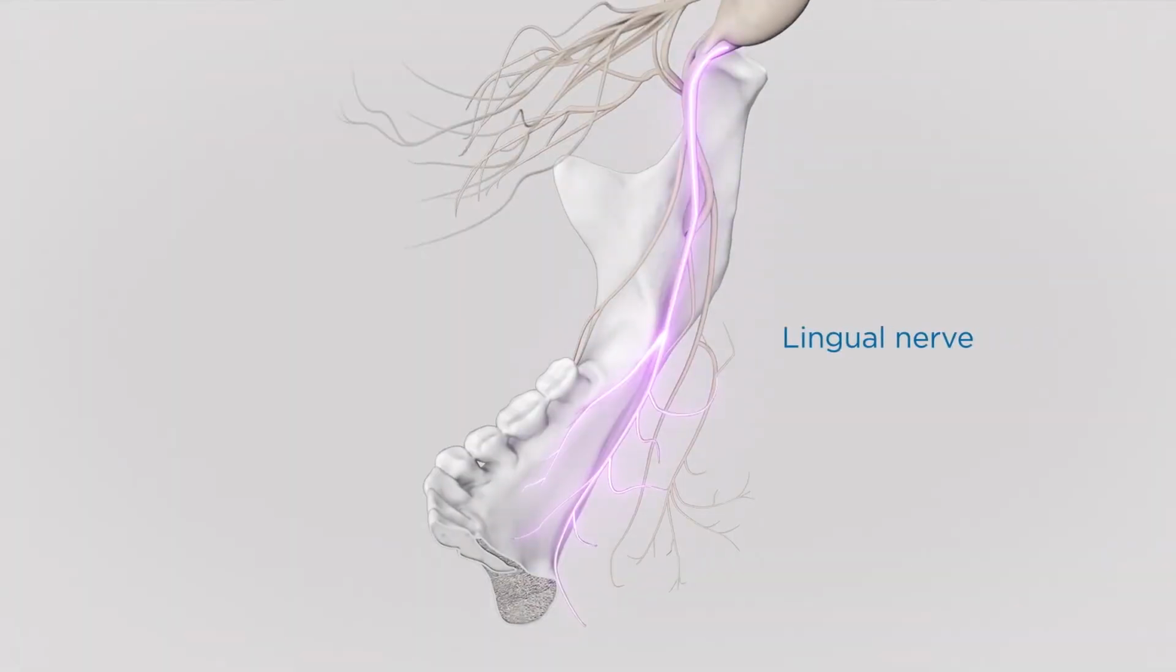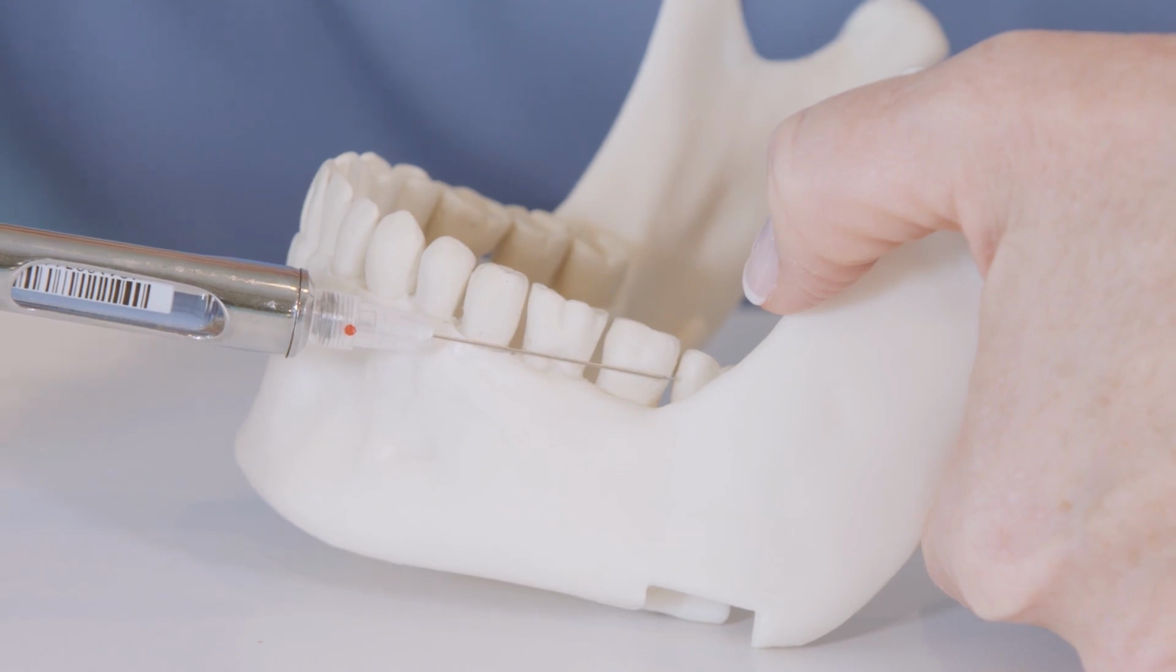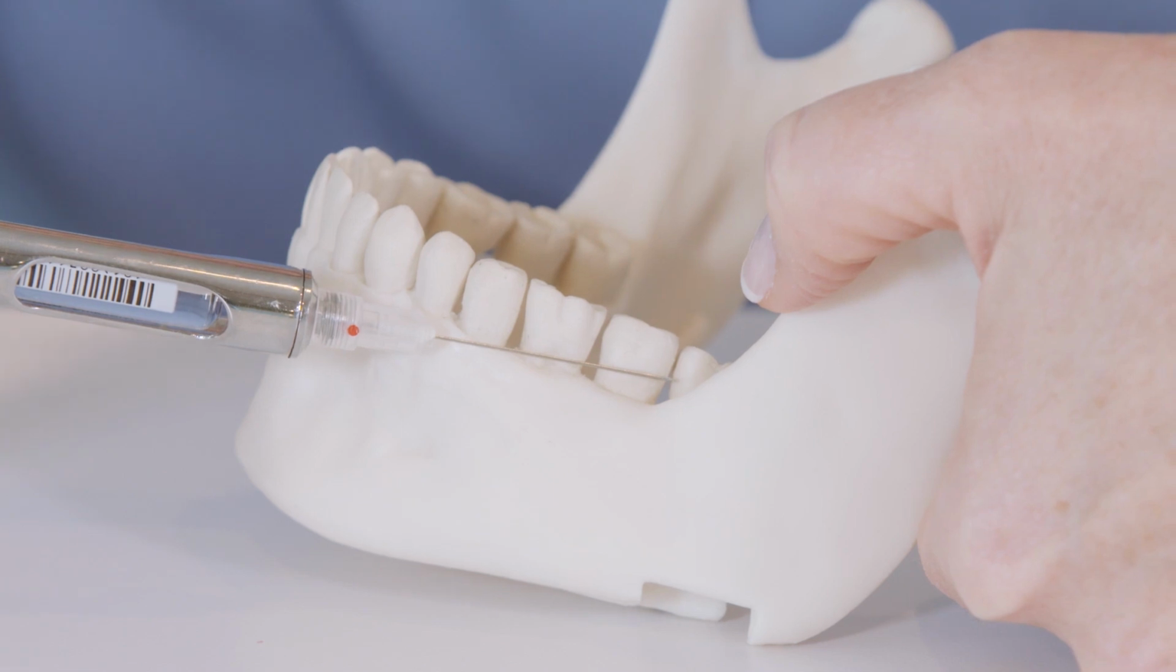With the palpating thumb on the external oblique ridge, the needle is inserted 2 millimeters until bone is contacted. 1/4 of the dental cartridge is then injected.